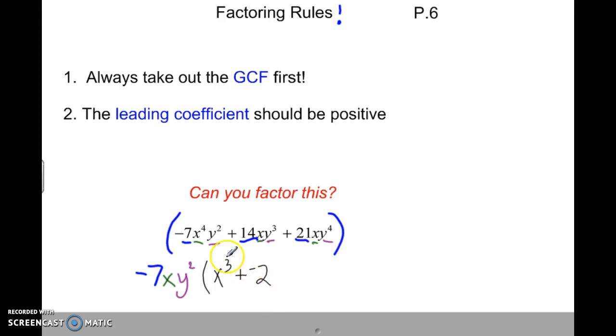X divided by x is 1, y to the 3rd divided by y to the 2nd is y to the 1st, so there's 1y. This is positive, that's negative, so I'm going to pull out a negative here. So 21 divided by 7 is 3, x divided by x is 1, y to the 4th divided by y squared is y squared. And I have factored that.